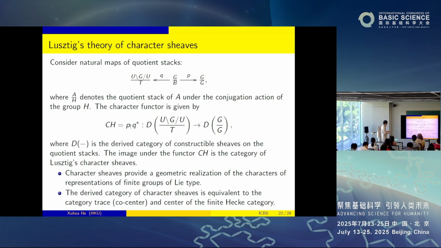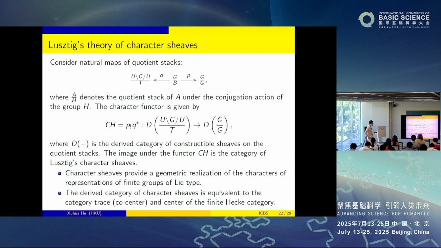So how is this related? We take the pullback and take the pushforward. This is the character functor, and this is the definition of the character sheaves. The category of character sheaves is the thick category generated by the image of this character functor.